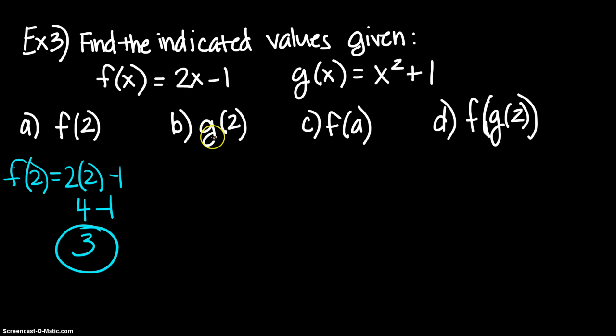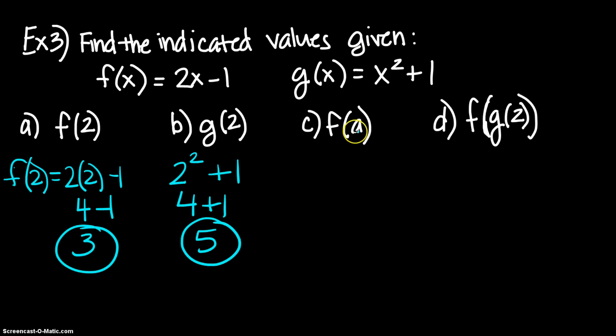Right? So for the next one, g of 2, we're going to use the g function. So I'm going to plug in 2 for the x. So 2 squared plus 1, right? That's for my g function. So 4 plus 1 is 5. So 5 is my answer for B.